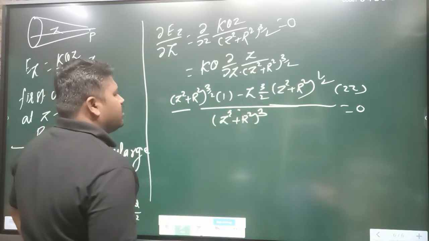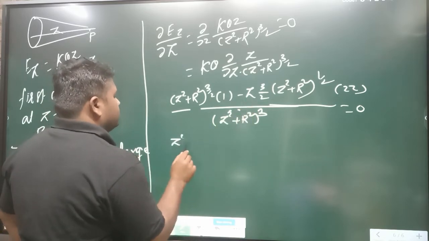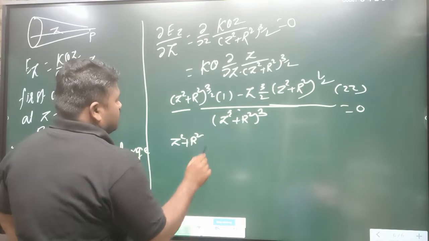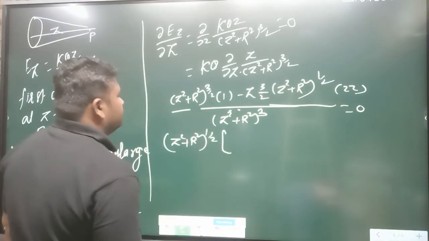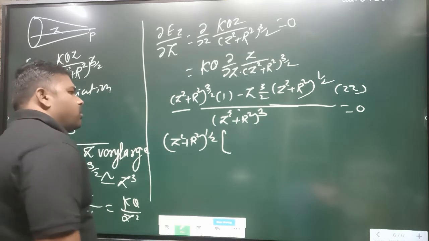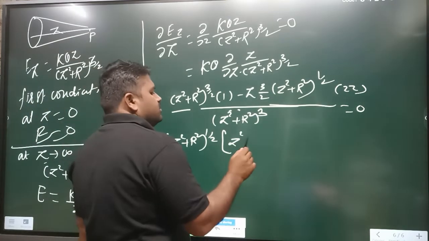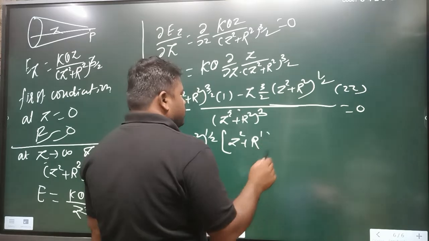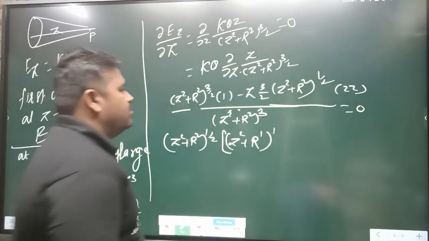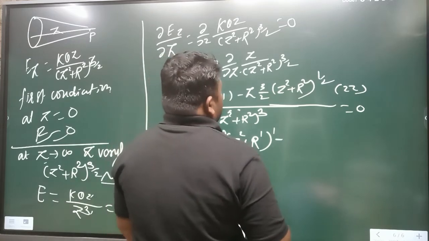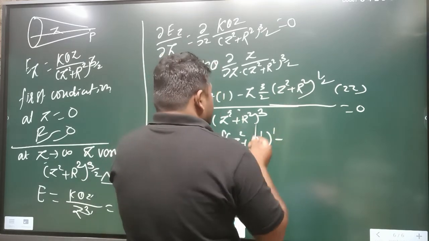From these two equations we can take common out: Z square plus R square to the power 1 by 2, and 1 by 2 we can take common out. What is remaining here? Z square plus R square, bracket power 1. Or simply we can write Z square plus R square minus, yes, 1 by 2 is already over.